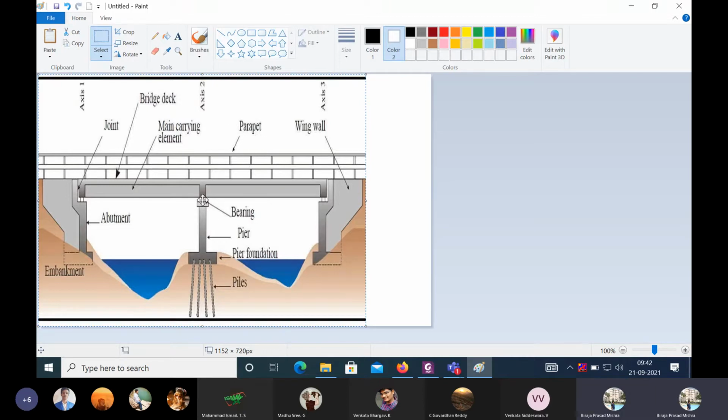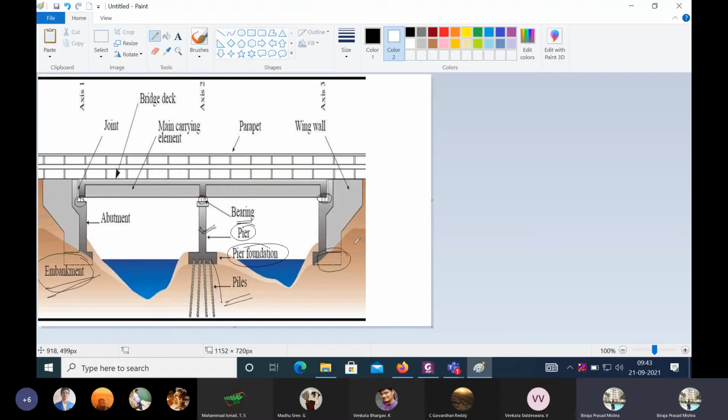This one I told, that this part, this one, this one, and this one, these are the bearings. This is the center one, which is not at the ends. There may be more piers as well, and those are called the piers. This one is the pier foundation, and depending upon the soil condition and soil characteristics, we may have the pile foundation here.